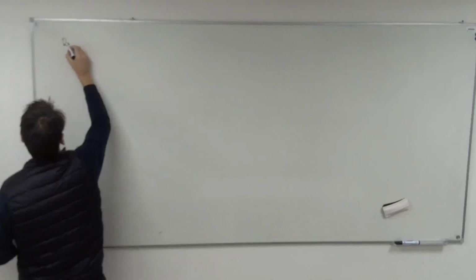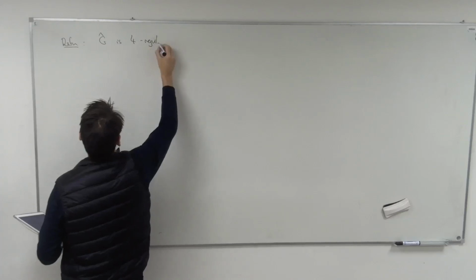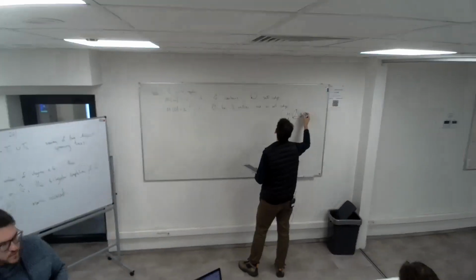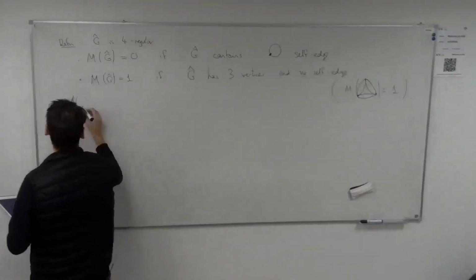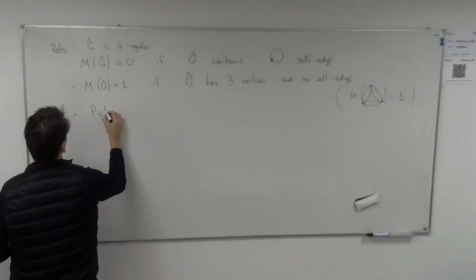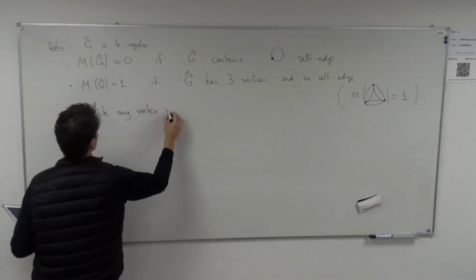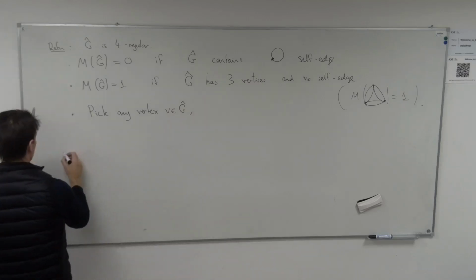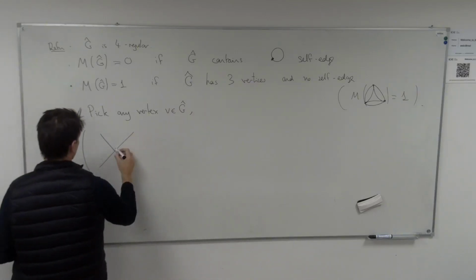First definition. Suppose G hat is 4 regular. So for any 4 regular graph, you define its invariant to be 1. And now to do it in general, what you do is you pick any vertex and you want to compute the Martin invariant of your graph.